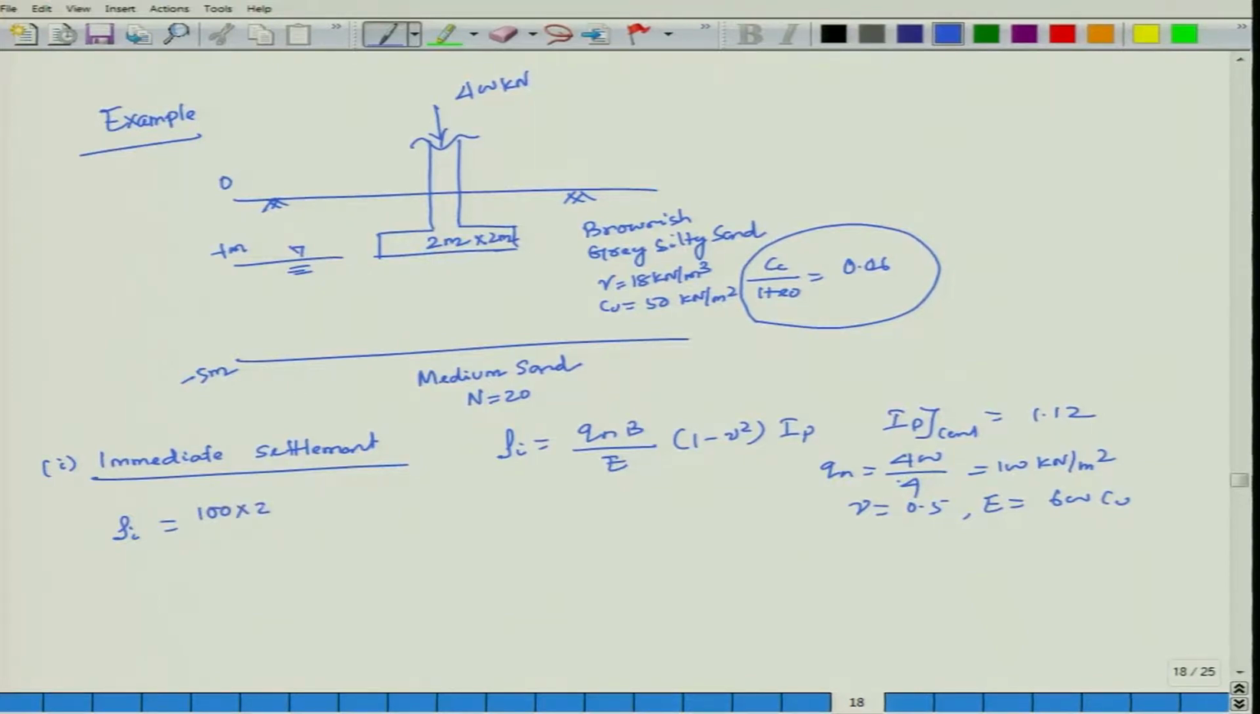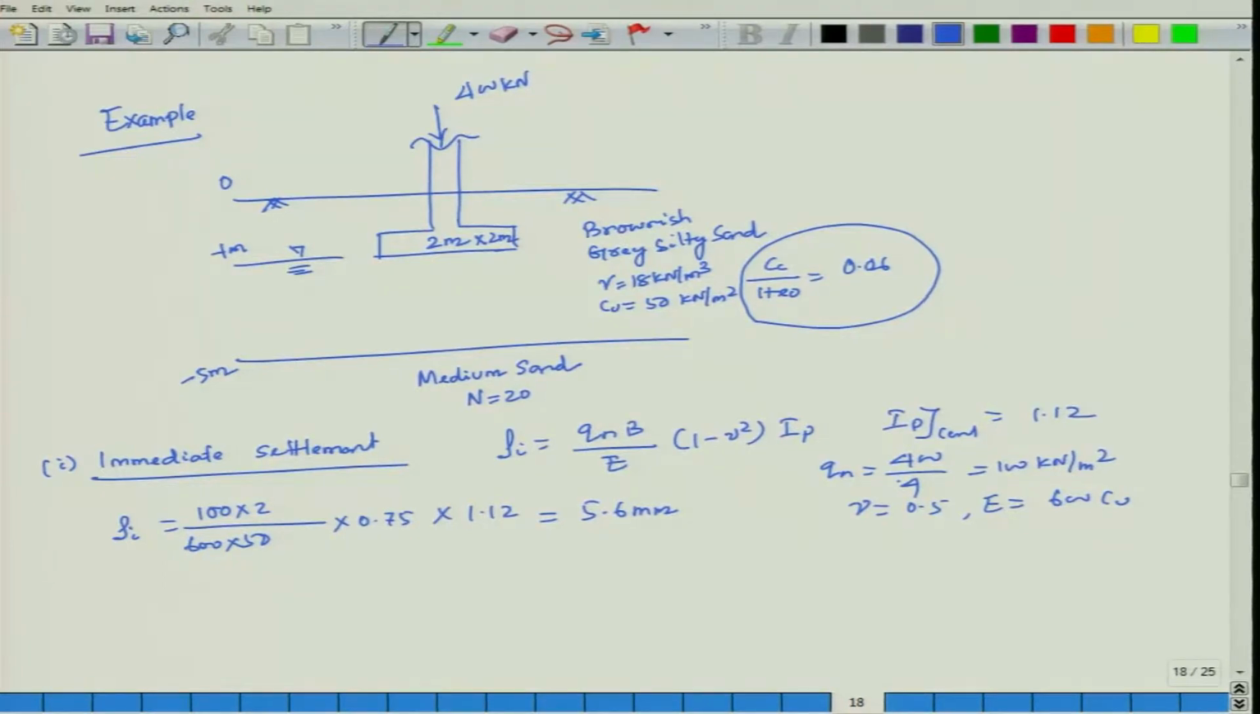From there, this is 100 into 2 divided by 600 into Cu value, which is 50, into 0.75 into 1.12. So, this is coming out to be 5.6 mm.